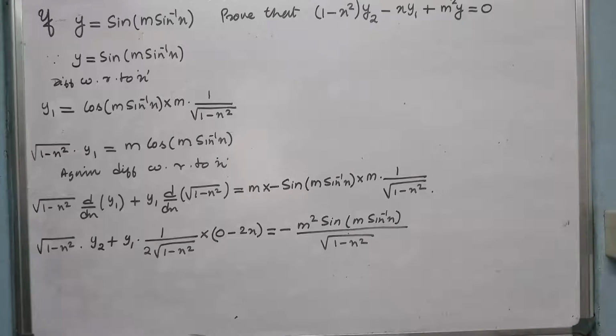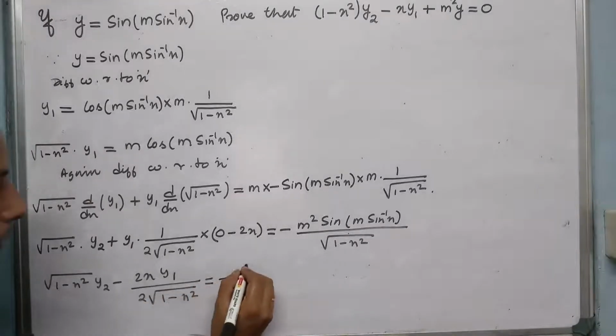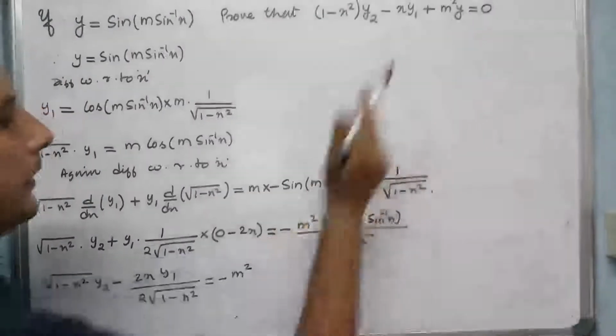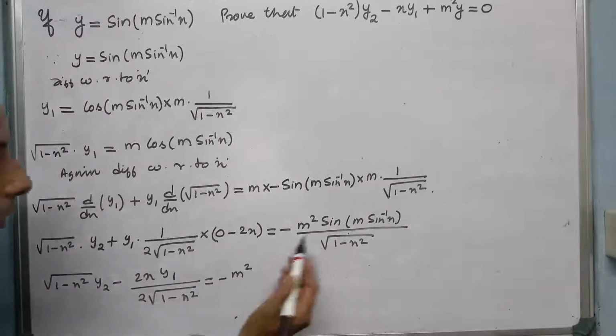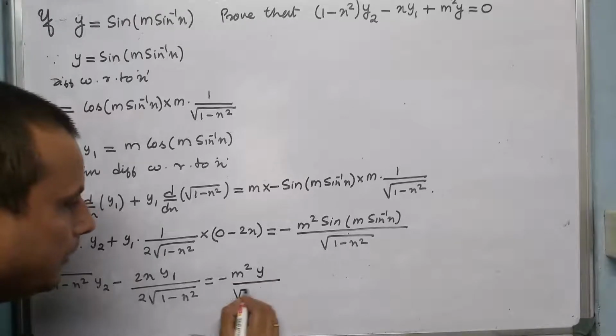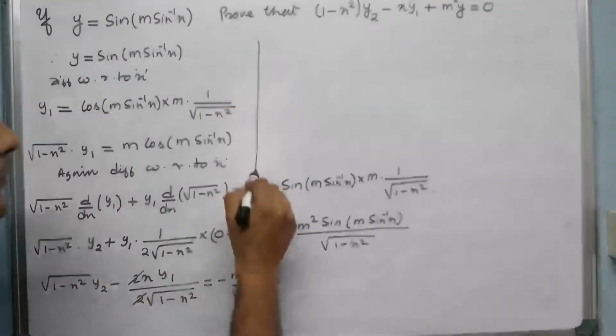After this, what you have to do is: under root 1 minus x square y2 minus 2x y1 over 2 under root 1 minus x square equals minus m square times sine of m sine inverse x. From the previous section, sine of m sine inverse x is y, so in place of this function we can write y over under root 1 minus x square. Now these two quantities get cancelled.